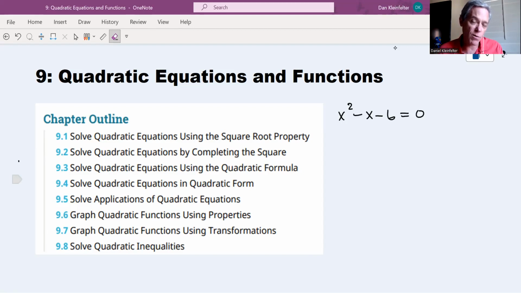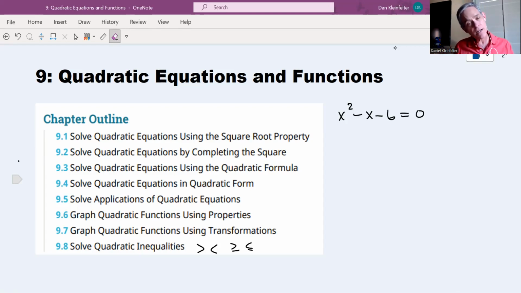9.8, quadratic inequalities. So if you take a quadratic equation, erase the equal sign and replace it with a greater than, less than, greater than or equal to, or less than or equal to, what happens? That's what the last section is about. The first 3 sections are kind of the heart of the chapter, really. They're about how to solve quadratic equations. And we will start with 9.1 on solving quadratic equations using the square root property.